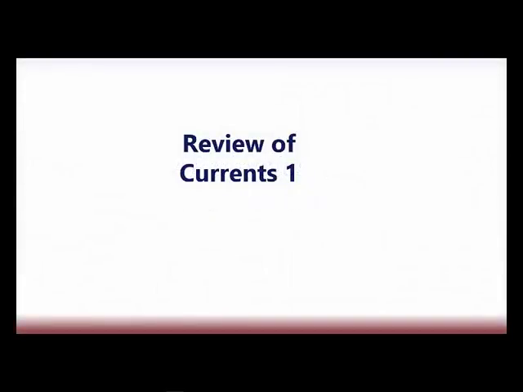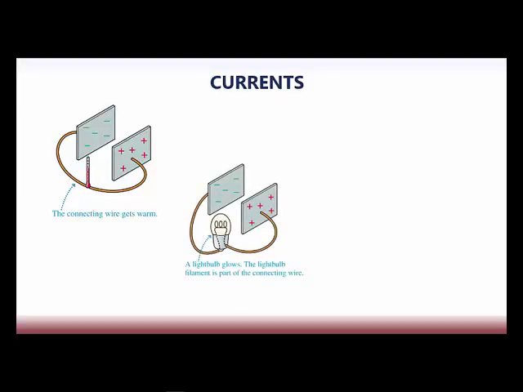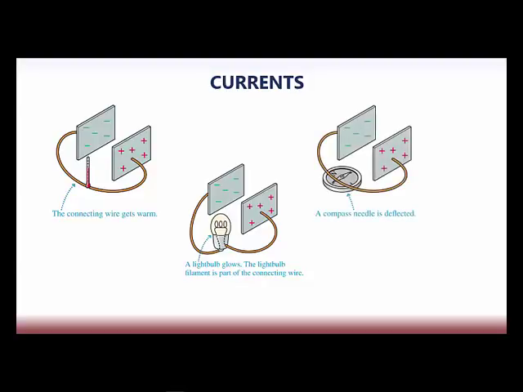Let's check our understanding about what we've learned about currents so far. When we connect a parallel plate capacitor with a wire, several things can happen that indicate a current is moving. The wire can get warm as the electrons moving through bang against each other and have atomic friction. A thin filament in a light bulb could heat up and therefore glow, giving us light, and a compass needle can be deflected. All of these are proof that a current is occurring through a wire.